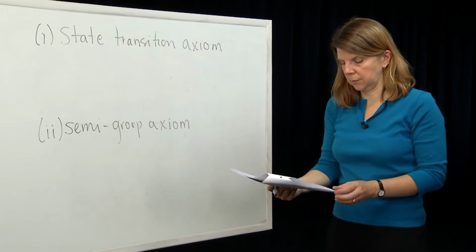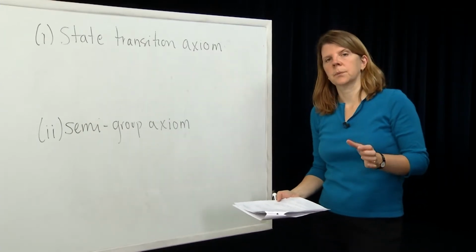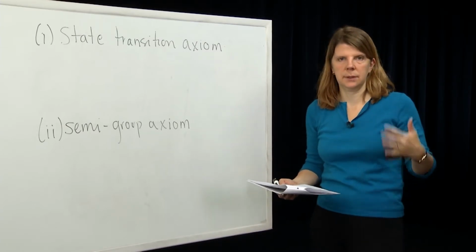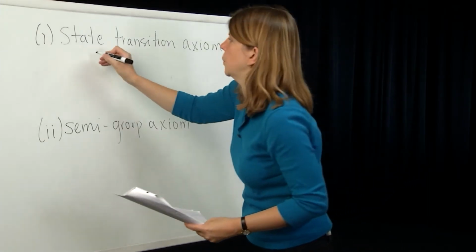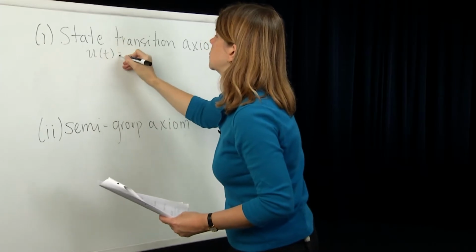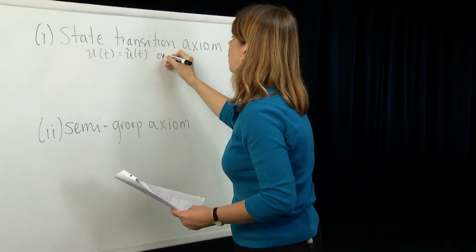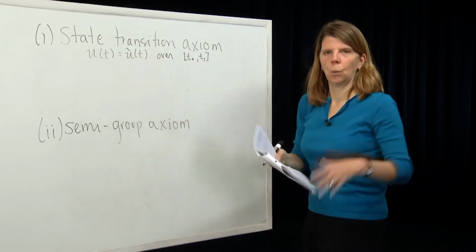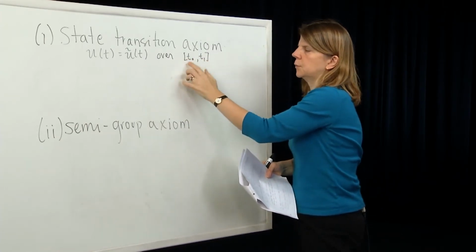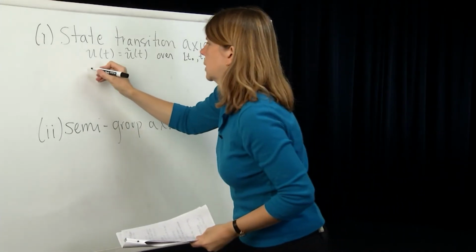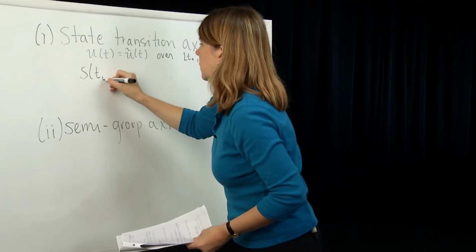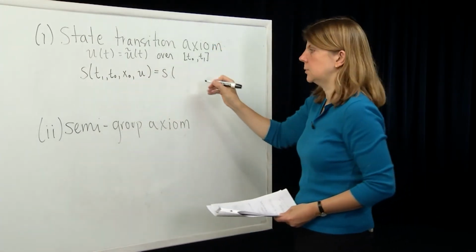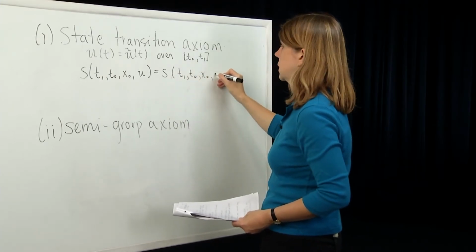The state transition axiom says the following. If the inputs are the same over a time interval and you start at the same initial state, then the state transition function will give you the same result at the end of that time interval. So if you have 2 inputs, u and u tilde, and u is equal to u tilde over some time interval t0 to t1, even if those inputs are wildly different from each other before t0 and after t1, then the state transition function ending at time t1, starting at time t0 with initial state x0 using u, will be the same as the state transition function at time t1, starting at time t0 with initial state x0 using input u tilde.